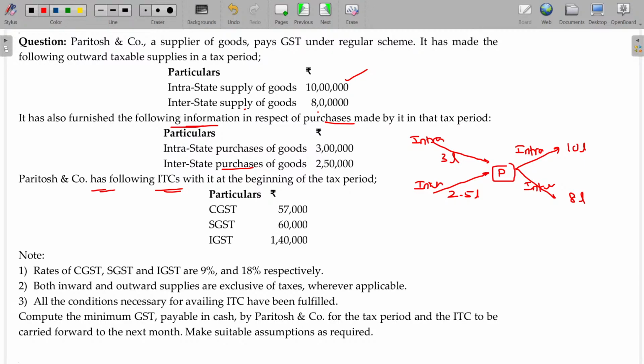Okay, these are the beginning details. Rates of CGST, SGST, IGST: CGST 9%, SGST also 9%. In case of IGST, it is 18%. Both inward and outward supplies are exclusive of taxes wherever applicable, so these values are not inclusive of taxes. All the conditions necessary for availing ITC have been fulfilled, so they are eligible for the ITC also. Compute the minimum GST payable in cash by Paritos company for the tax period, and ITC can be carried forward to the next month also, if any. Make suitable assumptions as required.